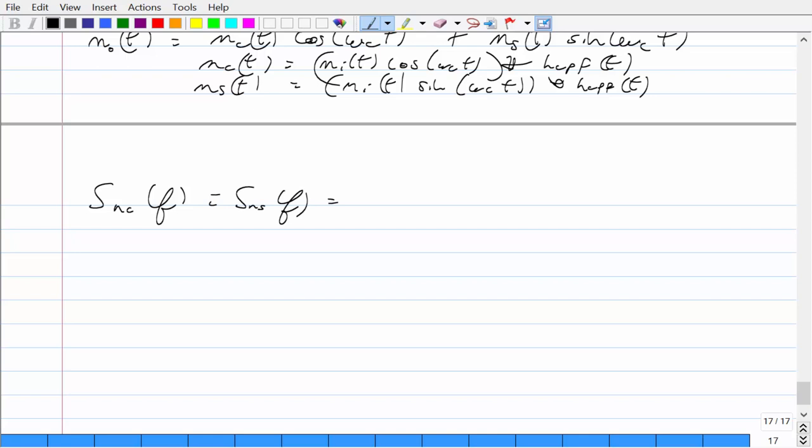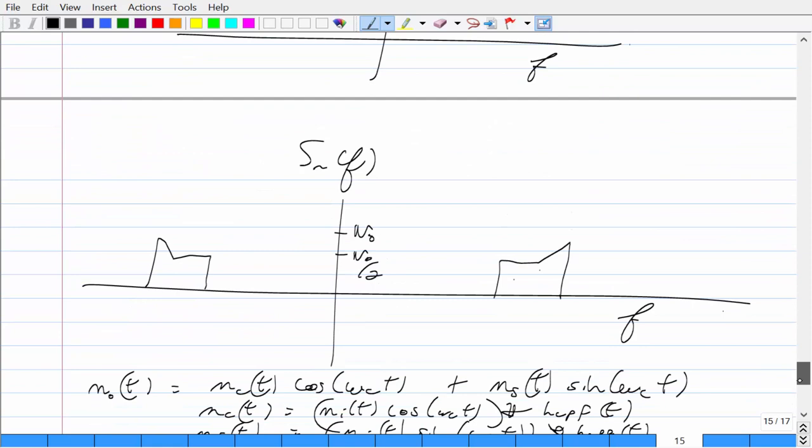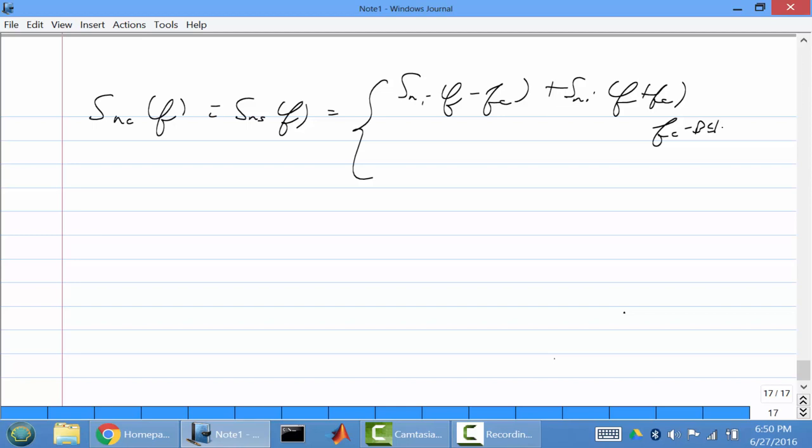If you remember what the equations were, all you have to do is take your original power spectral density. What was it? It was this guy. Okay, good. So pass it through. It's just taking your original one, shifting to the left and shifting to the right, and then it's bounded between F_C minus B, minus F_C, and zero otherwise. Fine, you can do that if you wish.